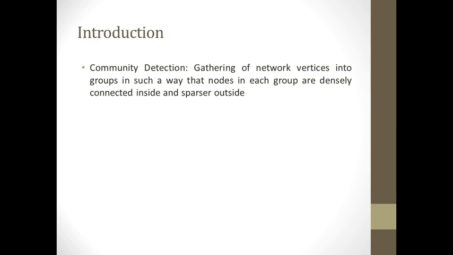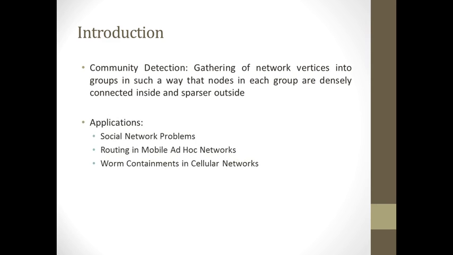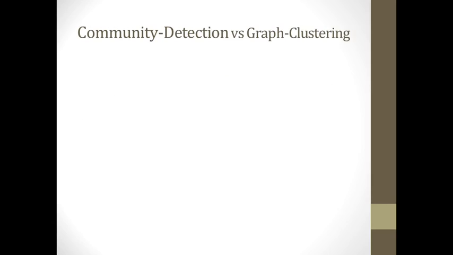Community detection. Community detection is basically gathering the network vertices into groups such that the nodes in each group are densely connected within the group and sparsely outside. We group the entire nodes in the network into different groups, and it has many applications in social network problems, in routing of mobile ad hoc networks, and in worm containment in cellular networks.